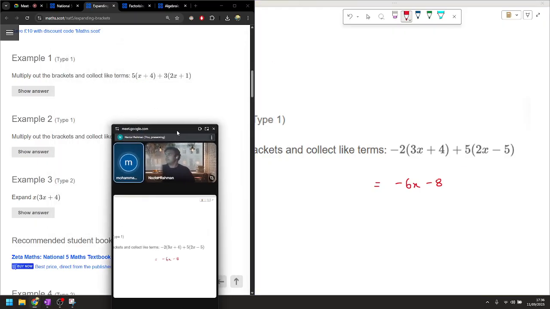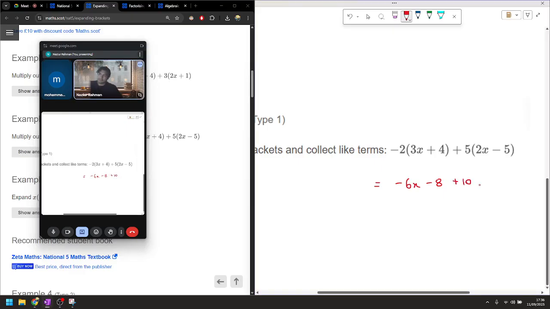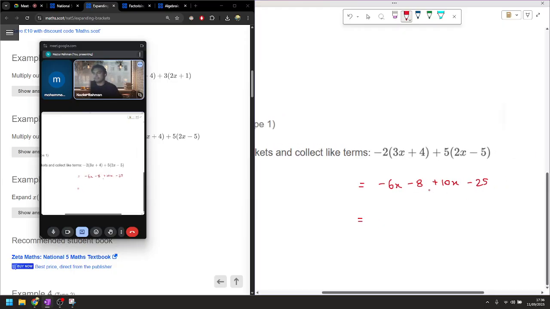Plus 5 times... 10x. So positive 10x. Yeah, positive 10x. And then negative 25. Well done. Okay. So now carefully collect like terms. So be very careful. I know you can do this, but you just need to be careful and make sure you don't make a mistake.